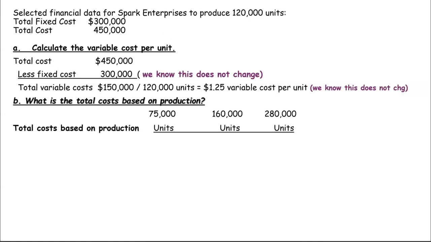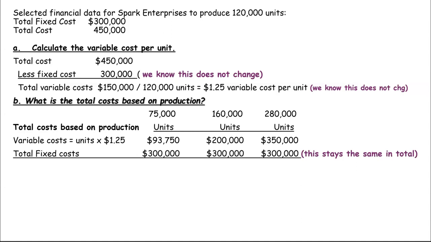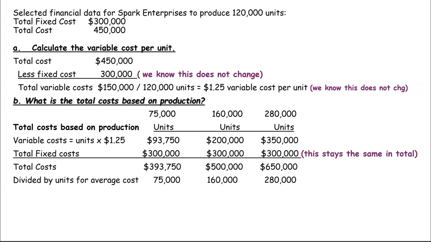So, what's our total cost of production at different levels? Now remember, our variable cost is going to change based on units, so we're going to take the variable cost per unit times the number of units produced to get the costs associated with each level of production, but our fixed costs stay the same. Now, as you notice, we have our total costs. But if we were to divide total costs by units, we're going to get an average cost, and if you notice, as production goes up, average cost goes down.